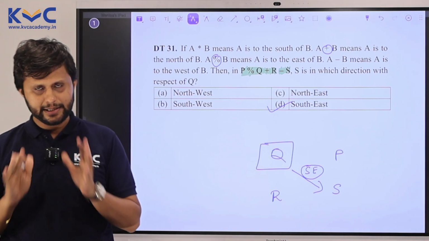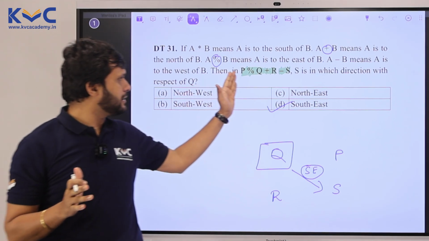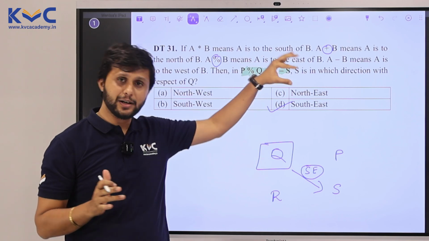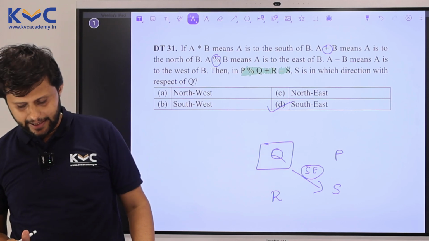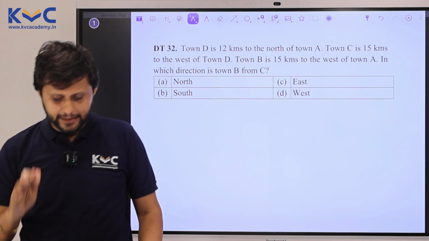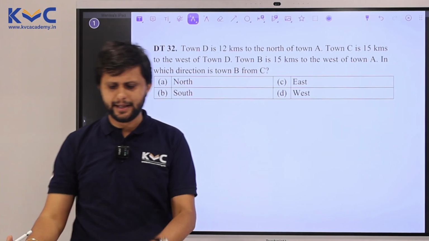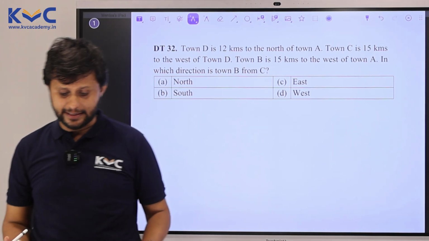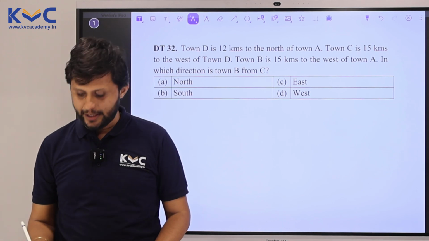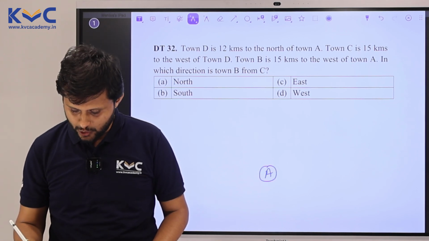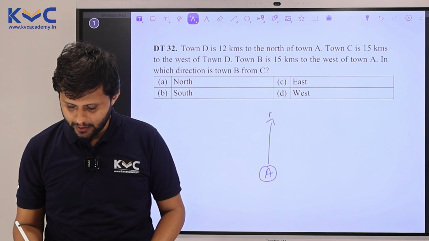So read it slowly, step by step, as I have highlighted. You also go step by step. Try reading what is given earlier and try to match it. You'll get the answer. That's the right answer, option D. Question 32. Almost there. Another 5 questions to go. We'll be done with this chapter. Town D is 12 kilometers to the north of town A. So we have A. This is 12 kilometers. We have town D.